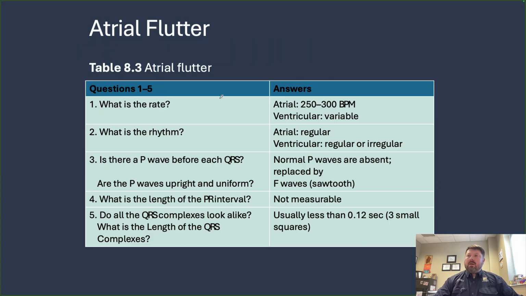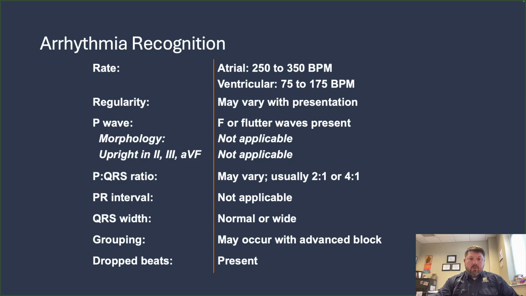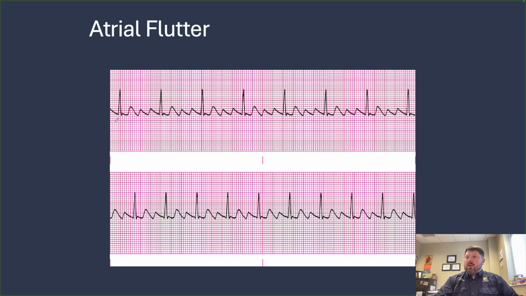So again, the key here is that you're going to have to count your atrial rate and your ventricular rate. The atria is going to be regular. Sometimes the ventricles may be irregular. In most cases, if you've got a conduction ratio, then the ventricles are going to be regular. Normal P waves are going to be absent. They're going to be replaced by your F waves or your flutter waves. You can't get a PR interval, so you can't measure that. And once the conduction makes it to the ventricles, they should depolarize normally, and your QRS should be less than 0.12 seconds. So here's a couple more examples. You've got a 4-to-1 conduction ratio here, and you've got a 3-to-1 conduction ratio here.